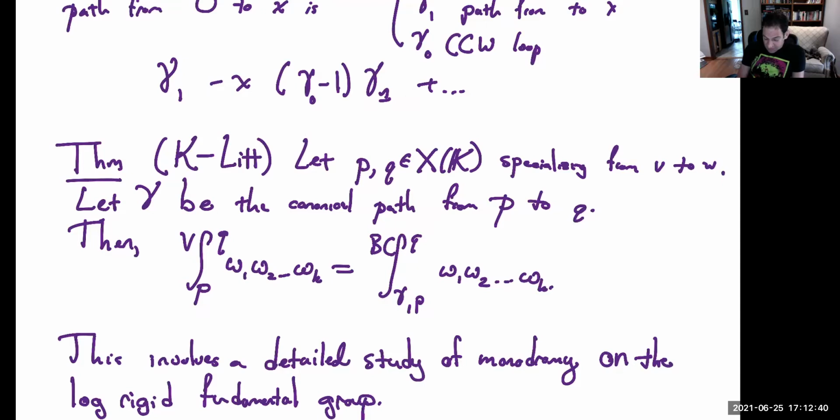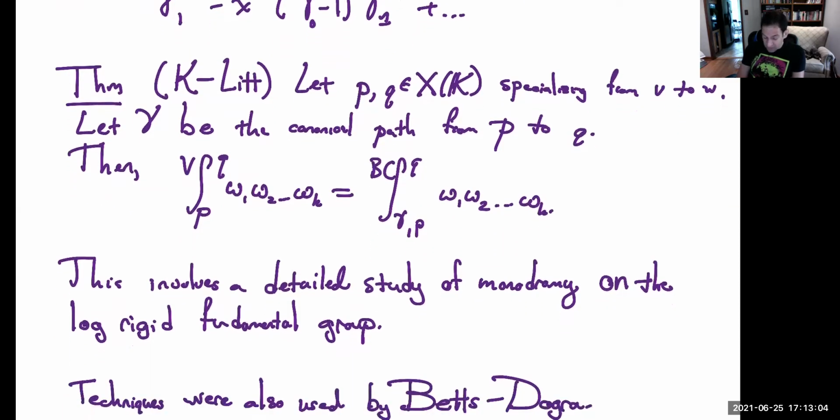Now I can use them to relate Vologodsky integration and Berkovich-Coleman integration. So if I have 2 points specialized into components v and w, and gamma is the canonical path from p to q, then the Vologodsky integral between p and q is just the Berkovich-Coleman integral along the canonical path. And actually proving this, because Vologodsky defines his integral in terms of a monodromy condition, involves a detailed study of monodromy and Frobenius on the log rigid fundamental group, which is a really big pain in the butt. Who would think that log rigid things would be hard?